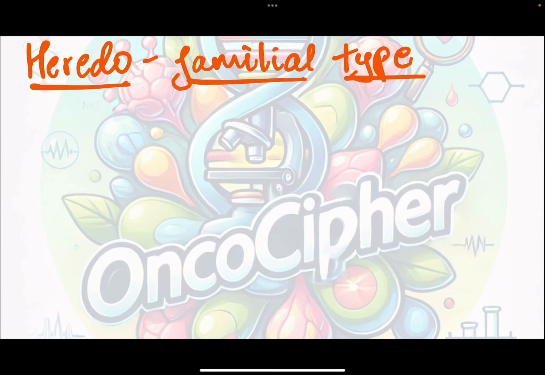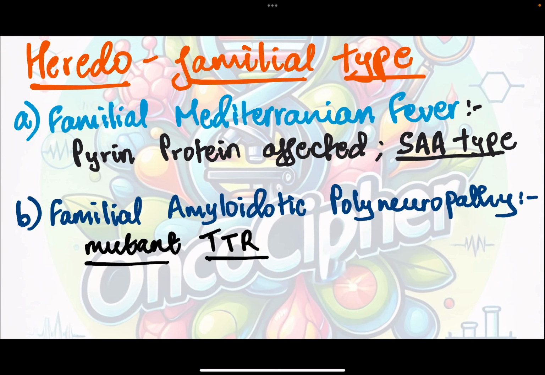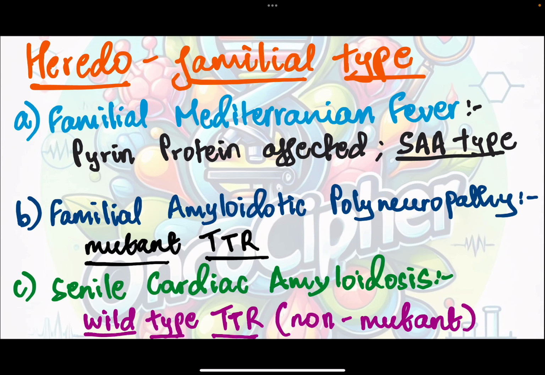Finally, in systemic amyloidosis, we have the heredofamilial types. The first being familial Mediterranean fever, which is of SAA type, and in this, the pyrin protein is affected. Next, we have the familial amyloidotic polyneuropathy, in which we see mutant transthyretin or TTR. Finally, we have the senile cardiac amyloidosis, in which we see the wild type transthyretin, which is the non-mutant TTR.